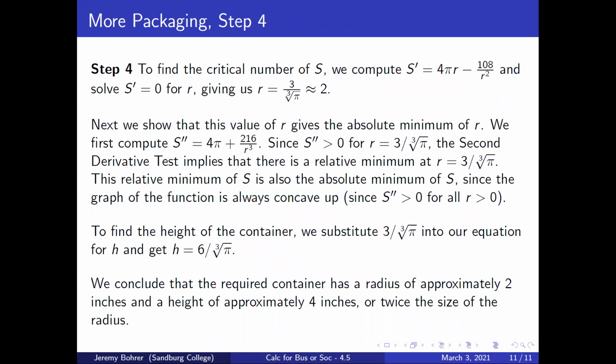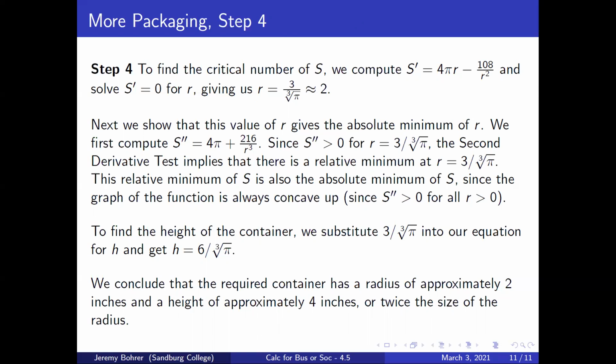Step 4, to find the critical number of S, we compute S prime equals 4 pi r minus 108 over r squared and solve S prime equals 0 for r, giving us r equals 3 over the cube root of pi, which is approximately 2. We next show that this value of r gives the absolute minimum of S.